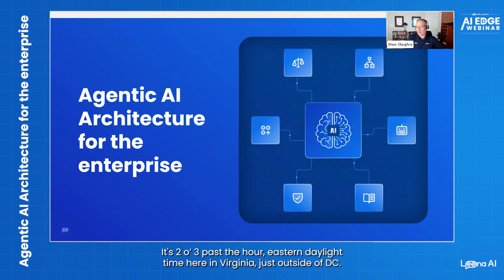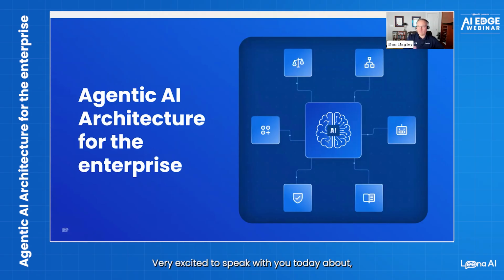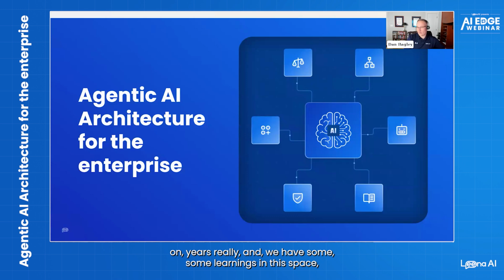It's 2:03 past the hour Eastern Daylight Time here in Virginia, just outside of DC. Very excited to speak with you today about Agentic AI Architecture for the enterprise. This is an area where we've spent a lot of our recent months and years focusing on, years really, and we have some learnings in this space, some thoughts on the space, and happy to share it with you.